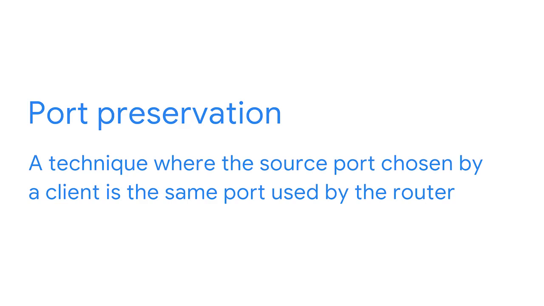Port preservation is a technique where the source port chosen by a client is the same port used by the router. Remember that outbound connections choose a source port at random from the ephemeral ports, or the ports in the range 49,152 through 65,535. In the simplest setup, a router set up to NAT outbound traffic will just keep track of what this source port is, and use that to direct traffic back to the right computer.